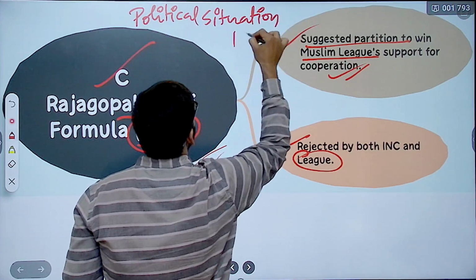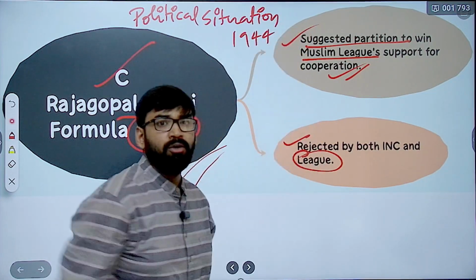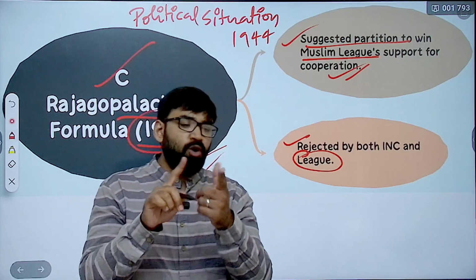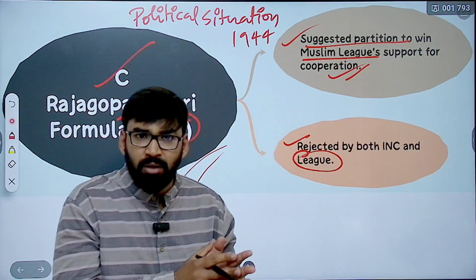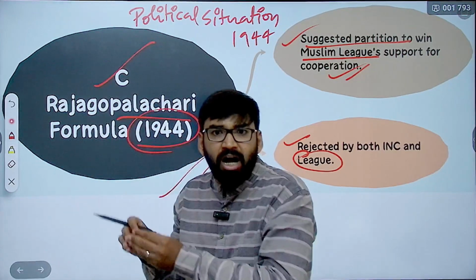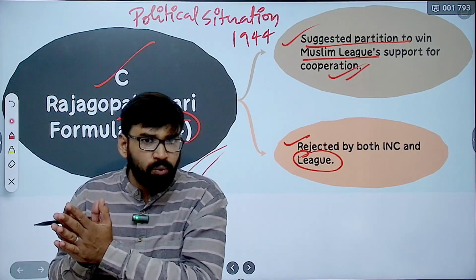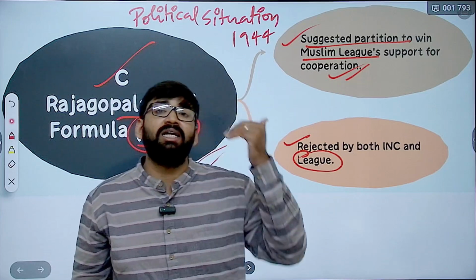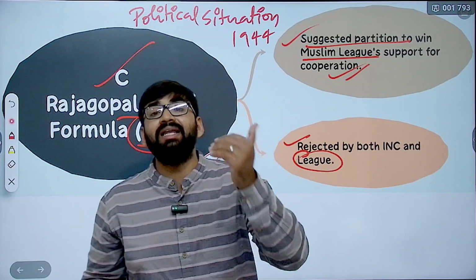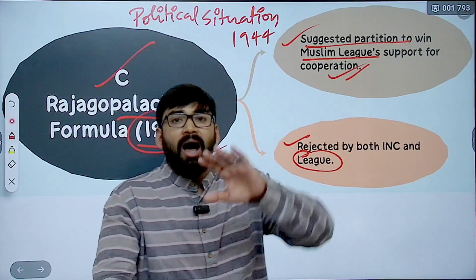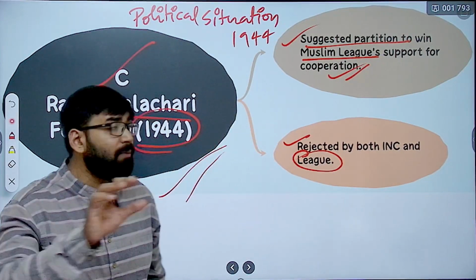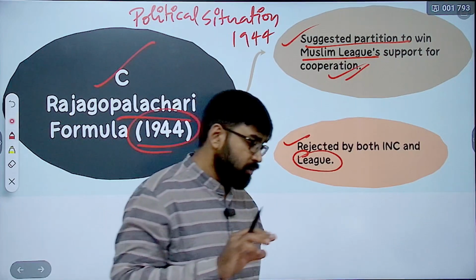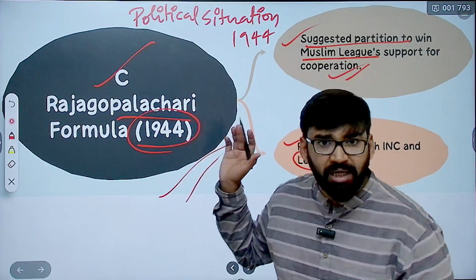What was the political situation in 1944? Second World War was ongoing. Britishers, they were not willing to quit India. Congress leaders were jailed after the Quit India movement 1942, but some leaders like C. Rajagopalachari were released. Apart from this, Muslim League under Muhammad Ali Jinnah was firm on the demand of Pakistan. वो अड़े हुए थे कि हमें पाकिस्तान चाहिए.